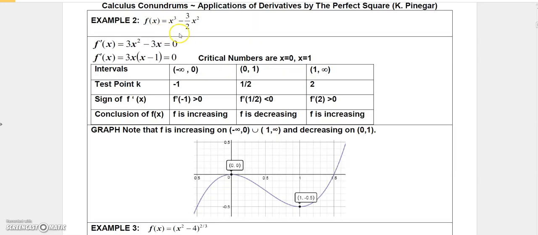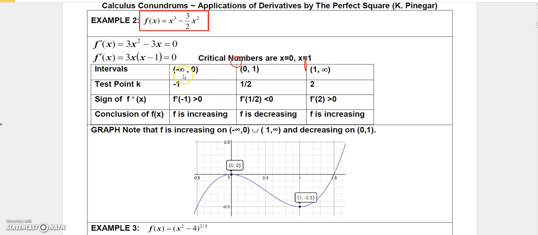Okay, here's another one, and it's very similar to the first one, so I'll go through it rather quickly. So here I have x cubed minus 3 halves x squared. If you take the derivative, you'll get 3x squared minus 3x equals 0. And then if you factor that and set it equal to 0, you'll get critical numbers are 0 and 1. So here, when I break my number line up, I get 0 there, and I get 1 here.